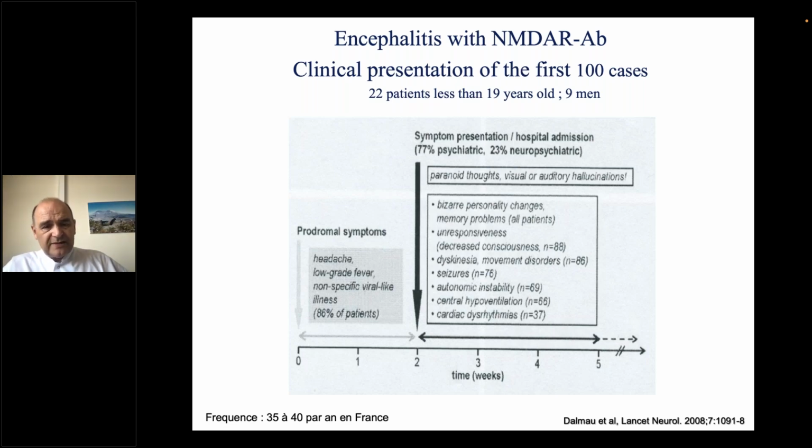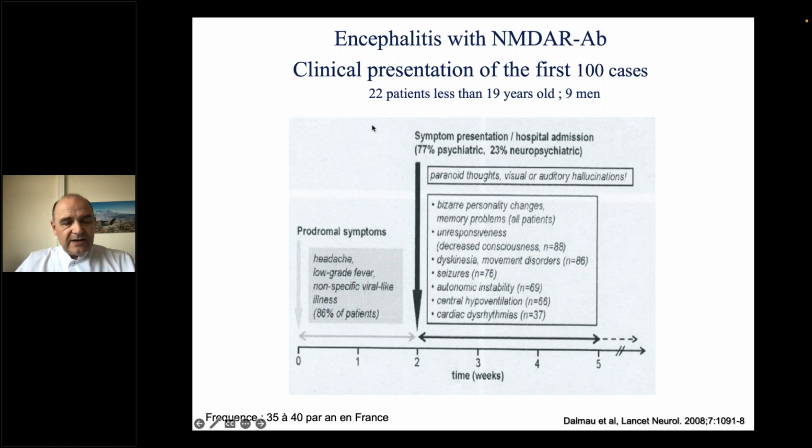dyskinesia, movement disorder, seizures, autonomic instability, and 66% of the patients will be hospitalized in ICU, and most of them will be ventilated. And it's very important at the onset of the disease to look carefully at the dysautonomia, because you may have cardiac or respiratory dysrhythmia with a risk of sudden death.